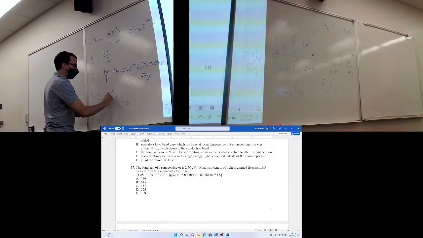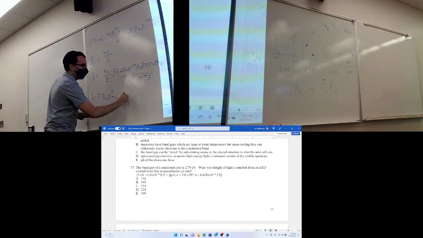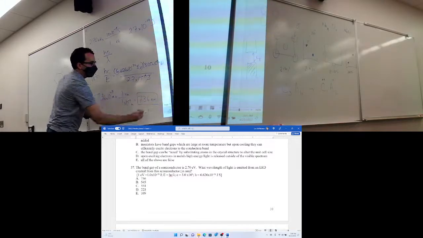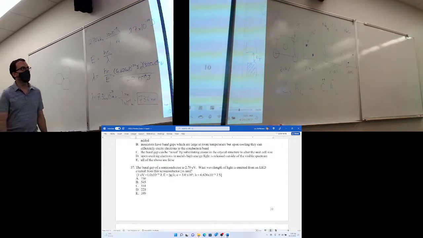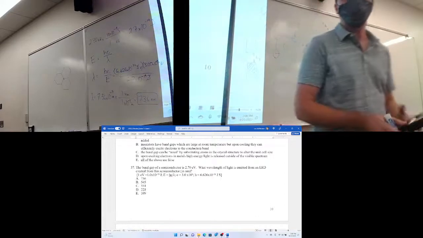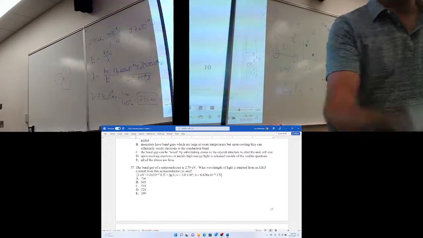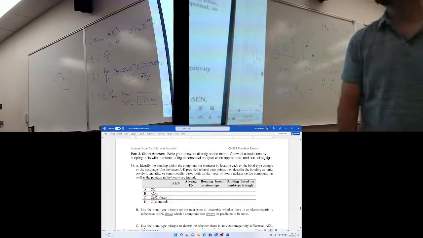And in nanometers, let's see, this is meters, right? 1 nanometer is 1 times 10 to the minus 9 meters. You get 736 nanometers. Okay. There's that one. So A. What color is that? Red. Red, yeah. You don't have to know this, but you can look it up.